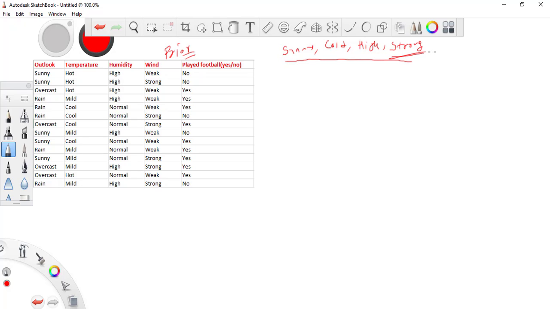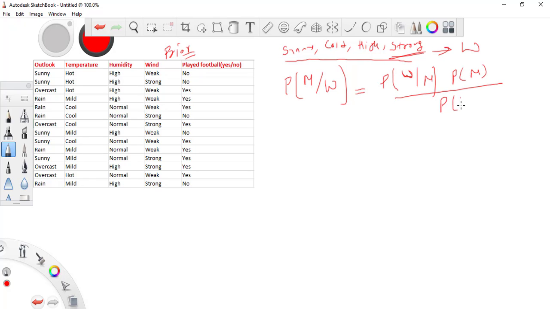So let's denote this as weather. So the probability which we are interested in is whether a match will be played or not given the weather conditions. Okay, so for getting this from Bayes theorem, I can write that what was the probability of this weather given match was played, what was the probability of match played overall, and what is the probability of this weather. Okay. So this is the objective which we want to achieve.